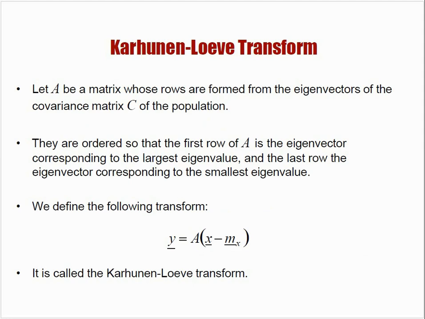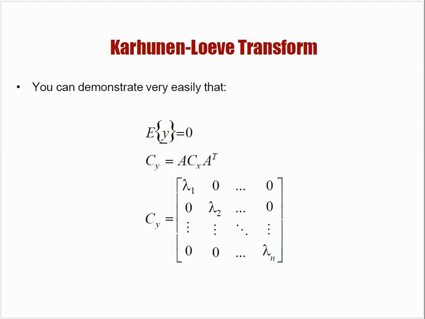Let matrix A consist of the eigenvectors of the covariance matrix C, arranged such that the first row corresponds to the largest eigenvalue and the last to the smallest. Then the KL transform of vector x is defined as y equals A times (x minus the mean vector). The transformed vector y has zero mean. The covariance matrix of y is given by A times Cx times A transpose. This results in a diagonal matrix where each diagonal element corresponds to an eigenvalue. Thus, the KL transform decorrelates the input components.